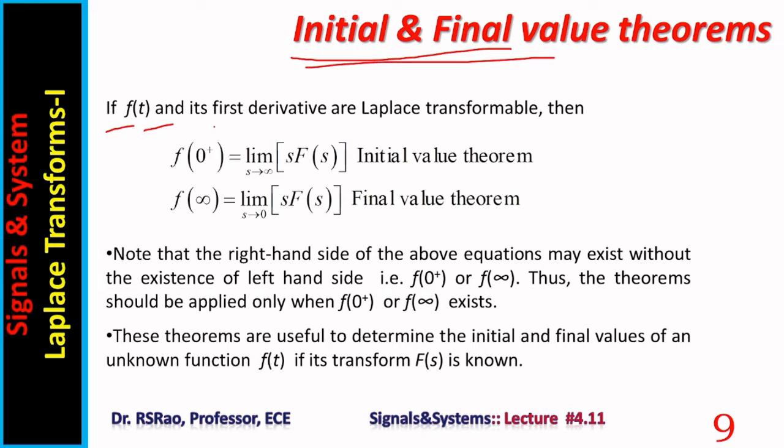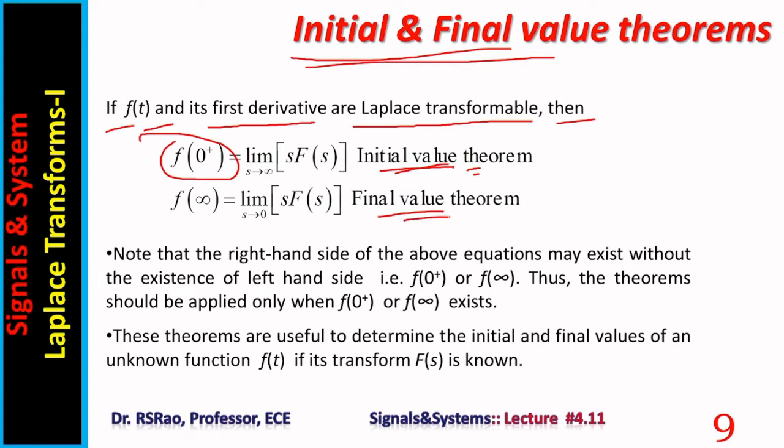If f of t and its first derivative are Laplace transformable, then f at 0 plus, the function value at the origin when approached from the positive time side, that is the meaning of f of 0 plus, is equal to limit s tends to infinity s F(s). This is the initial value theorem. The reason for it being called initial value theorem is that it gives the initial value of the signal.